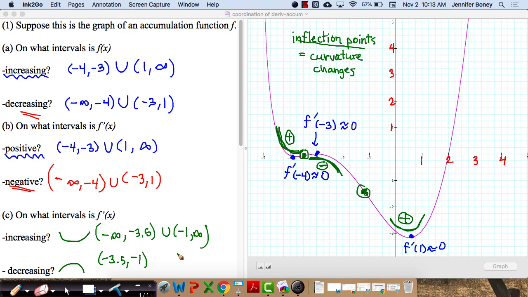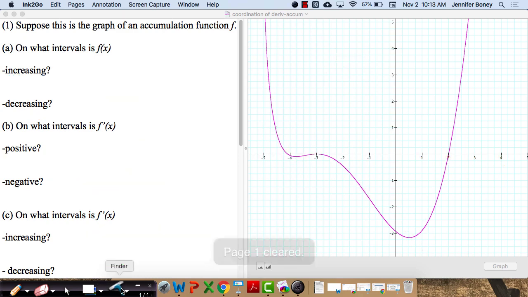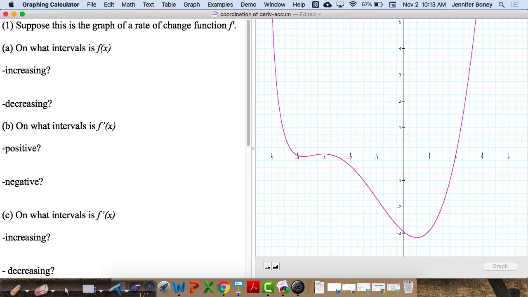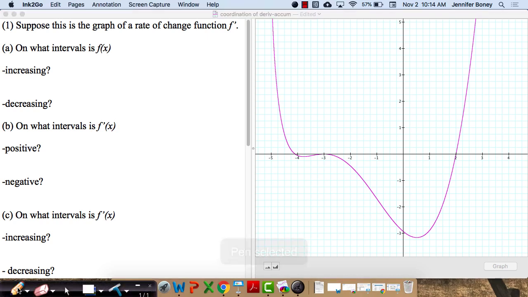So let's reuse this graph for something else. Suppose that this is a graph of a rate of change function. And its name is, I'm just going to scoot this a little bit, f prime. And I want to know on what intervals is, I'm not going to change these. These I'm going to leave the same. On what intervals is f of x increasing or decreasing? But this is a graph of f prime now. So we're looking at something else. So these questions are going to have different meanings for us.